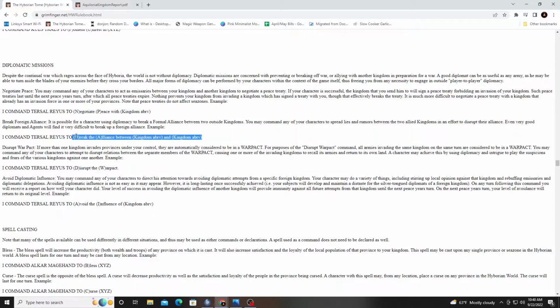This one's pretty simple as well to fill out. First parenthesis, we put a B for break. Second parenthesis, we put an A for alliance. Third parenthesis, we put the kingdom abbreviation. Fourth parenthesis, we put the other kingdom abbreviation. Pretty easy for that one.